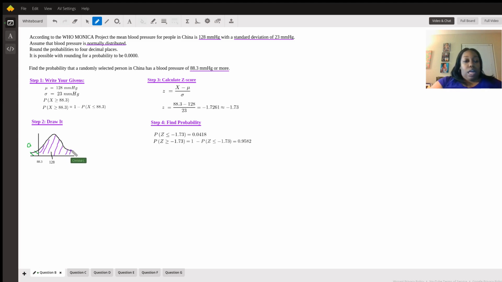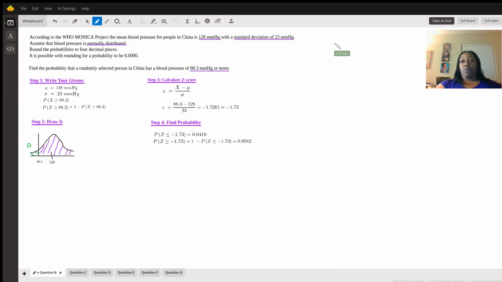Okay? Third step would be to actually calculate the z-score. If you recall, the formula for a z-score is the sample mean minus the population mean, divided by the population standard deviation. So based on our givens, we just plug in from the formula and we do 88.3 minus 128 divided by 23. That gives us an answer of negative 1.7261, which with the z-table chart, we're going to round to negative 1.73.